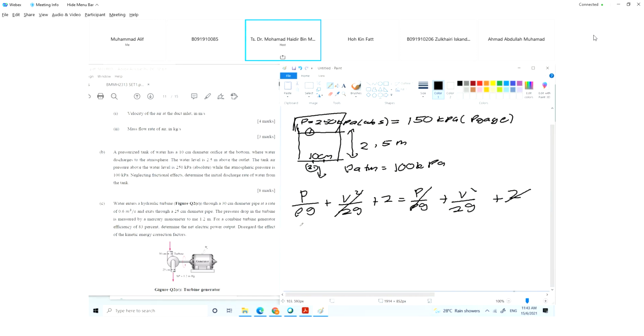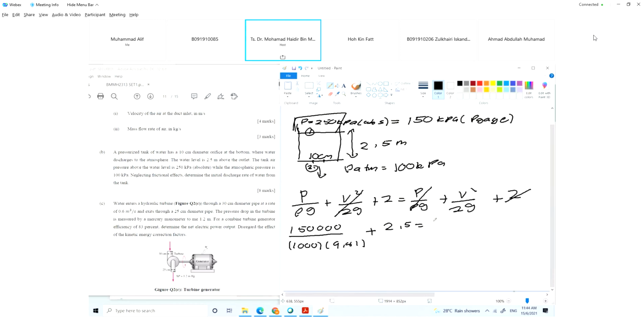For this part, P is equal to 150 kilopascal. Make sure that every time you use any equation, the unit that you use is in SI. So for kilopascal, you need to change it into 1000. Density is water, so water density is 1000 and G is 9.81, plus Z1. Z1 is 2.5 meter.